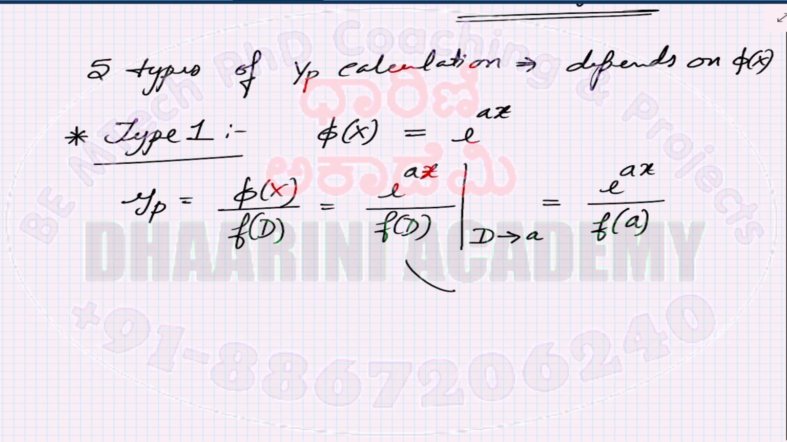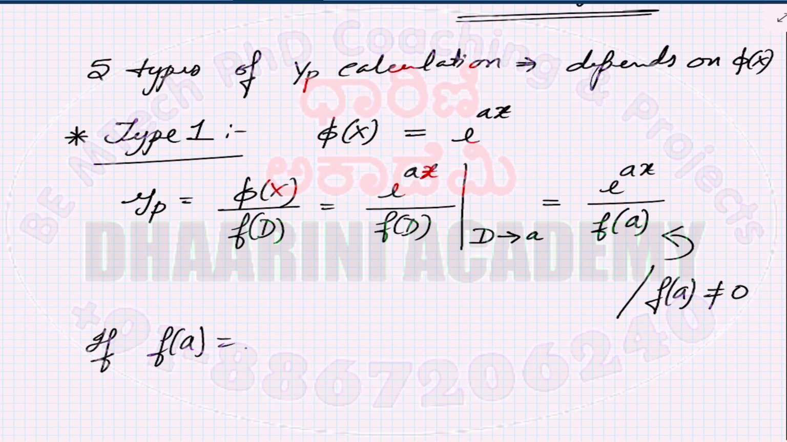But let's write the condition first. In such a way that f of a should not be equal to 0. If f of a is 0, the whole denominator is 0, so I have a problem with that. If that is the case, I'll write here: if at all f of a became equal to 0, then this implies I continue the yp. This is actually called L'Hospital's rule in case of differentiation.